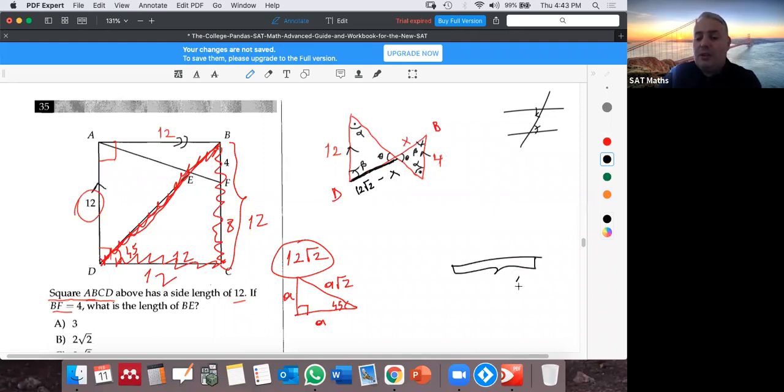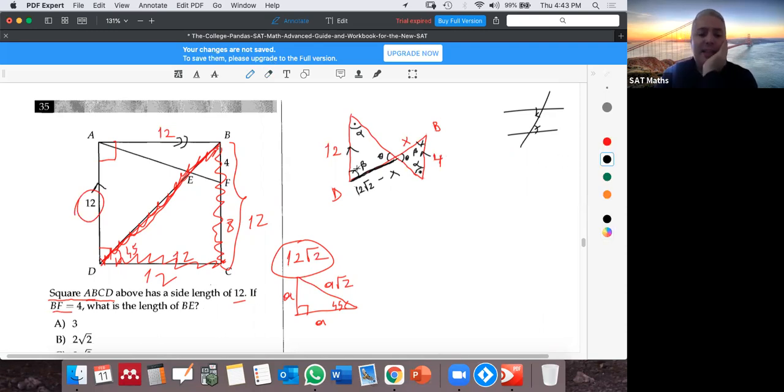If this is totally 12, and we call this part x, what will be the remaining part? 12 minus x, their total will be 12, something like this. So if I turn back to my question, my aim is to find x.